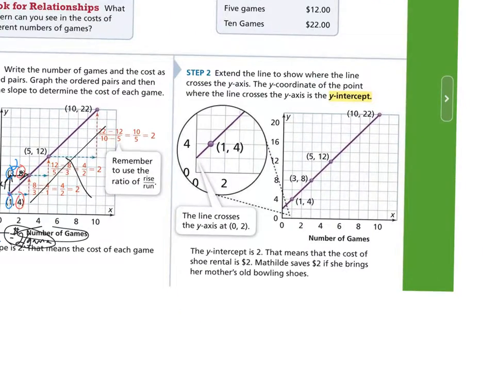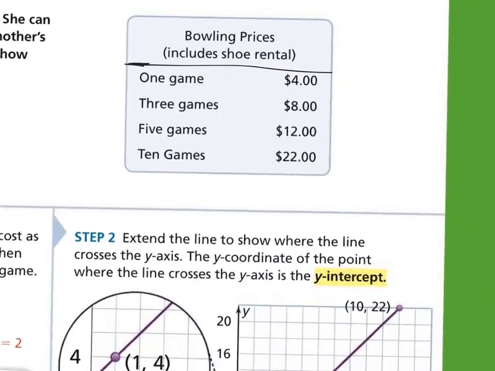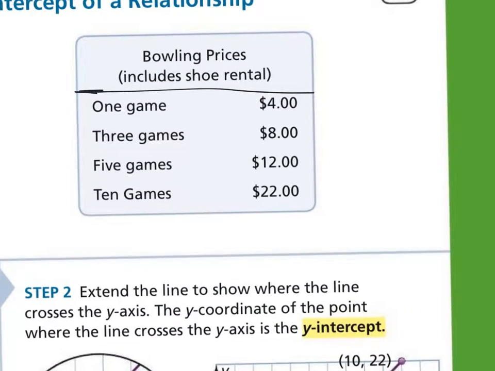So if it was $2 per game, but one game costs $4, that means it's $2 for the game, and it's $2 for the shoe rental.